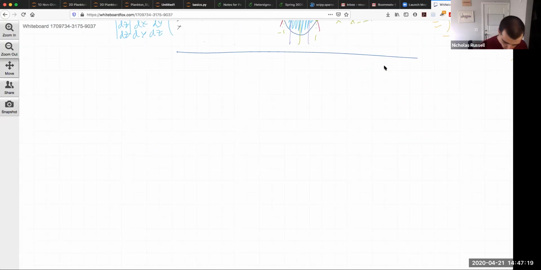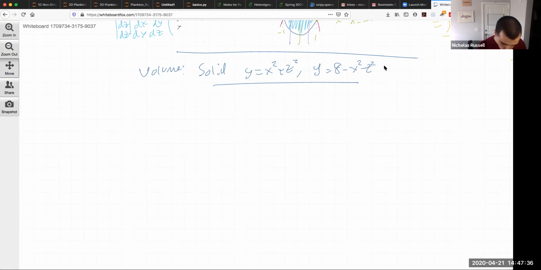So this problem is going to say the following. I want to find the volume of the solid enclosed by the following things. The paraboloids x equals y squared plus z squared, and y is equal to 8 minus x squared minus z squared. What is the volume enclosed by those?